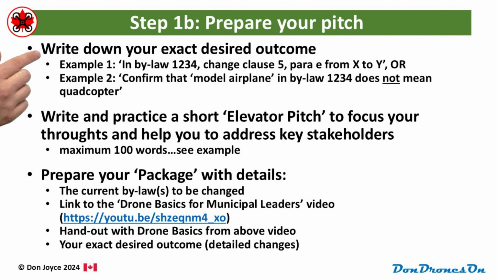Your pitch is what you'll use to convince the powers that be that their bylaw needs changing. To start with, you need to decide exactly what you want, your desired outcome. That could be to actually change a specific clause in the parks bylaw, for example, or it could be simpler. The bylaw might say that model airplanes are prohibited without a permit, and you just want clarification or confirmation that this does not, in fact, apply to quadcopters. You need to decide the path you want to take and stay focused on that.